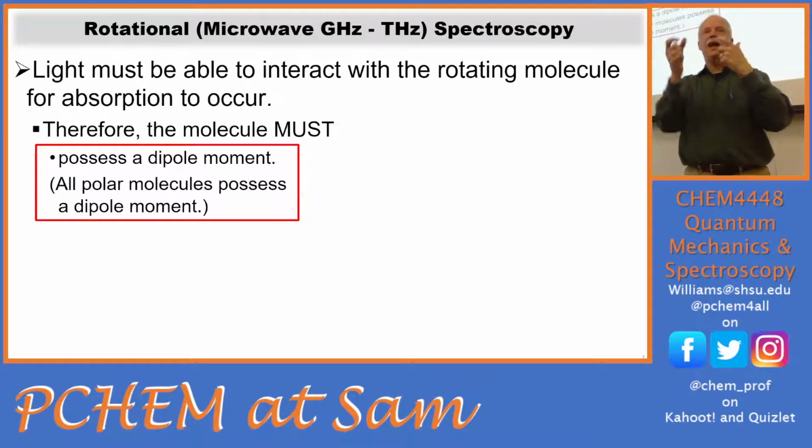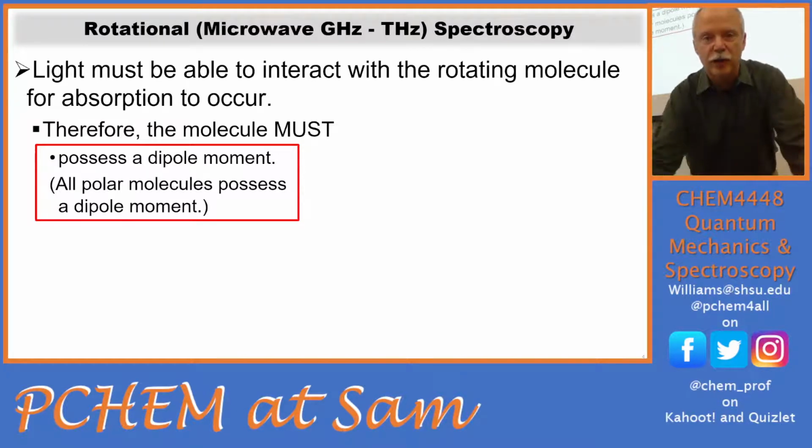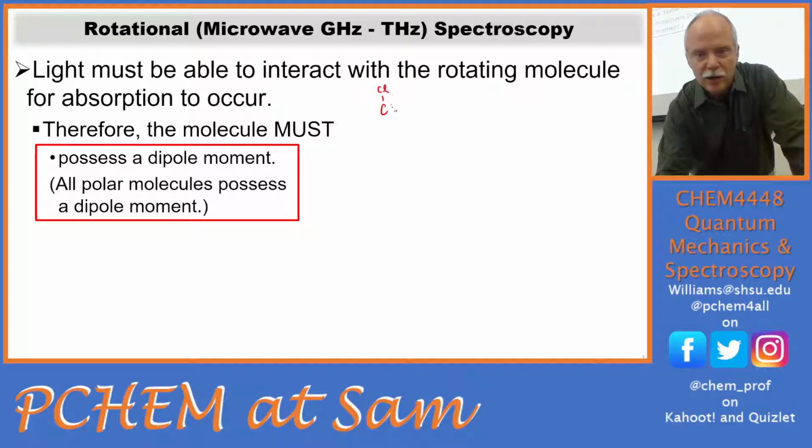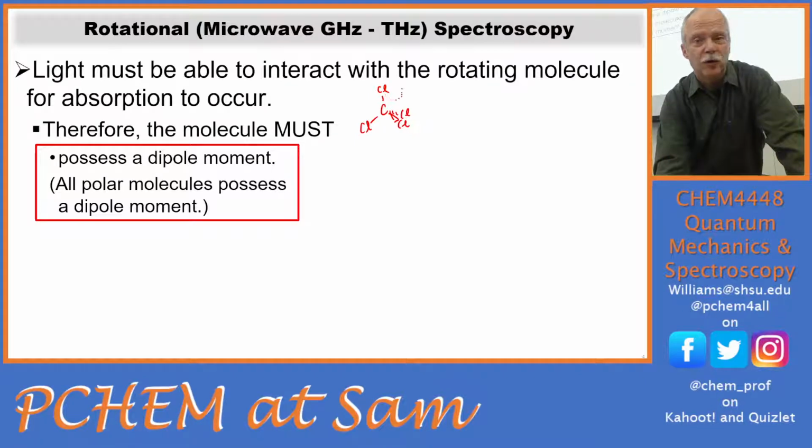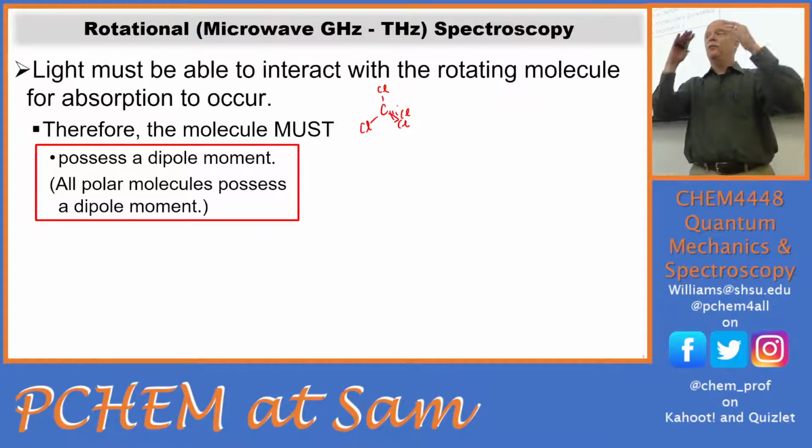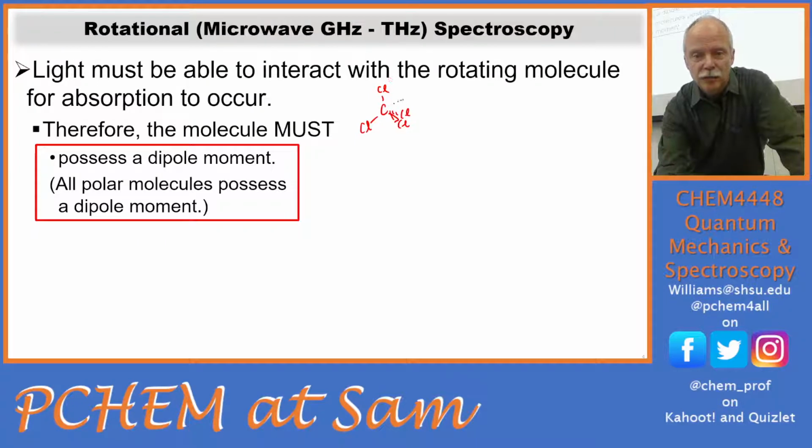Because all of those bonds are aimed in towards the carbon. I can draw that real quick. So you have carbon here, chlorine, chlorine, chlorine, and chlorine. So there's carbon tetrachloride. Each one of those individual bonds is polar, but the whole molecule is nonpolar because all of those little dipoles cancel each other out because it's a symmetric molecule. And so this molecule would not have a pure rotation spectrum.